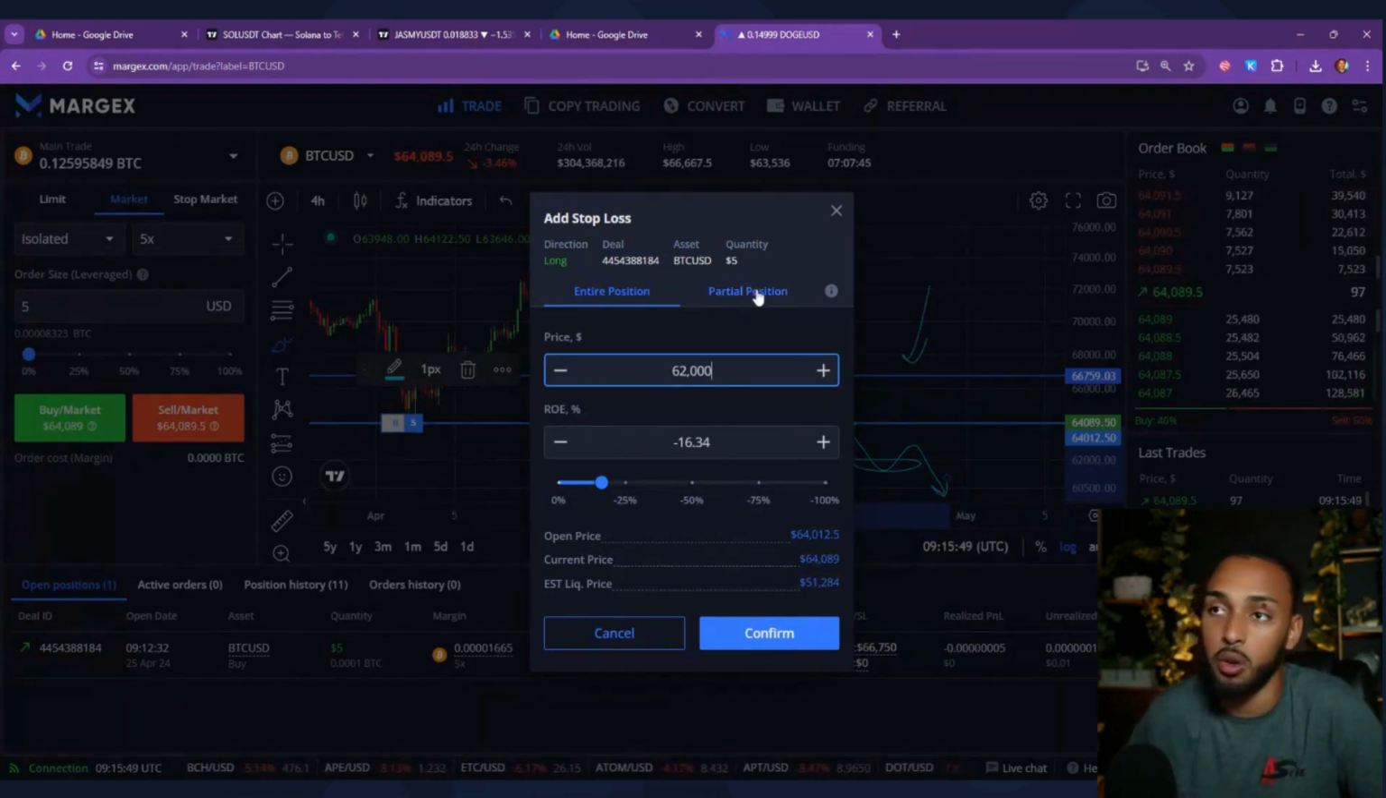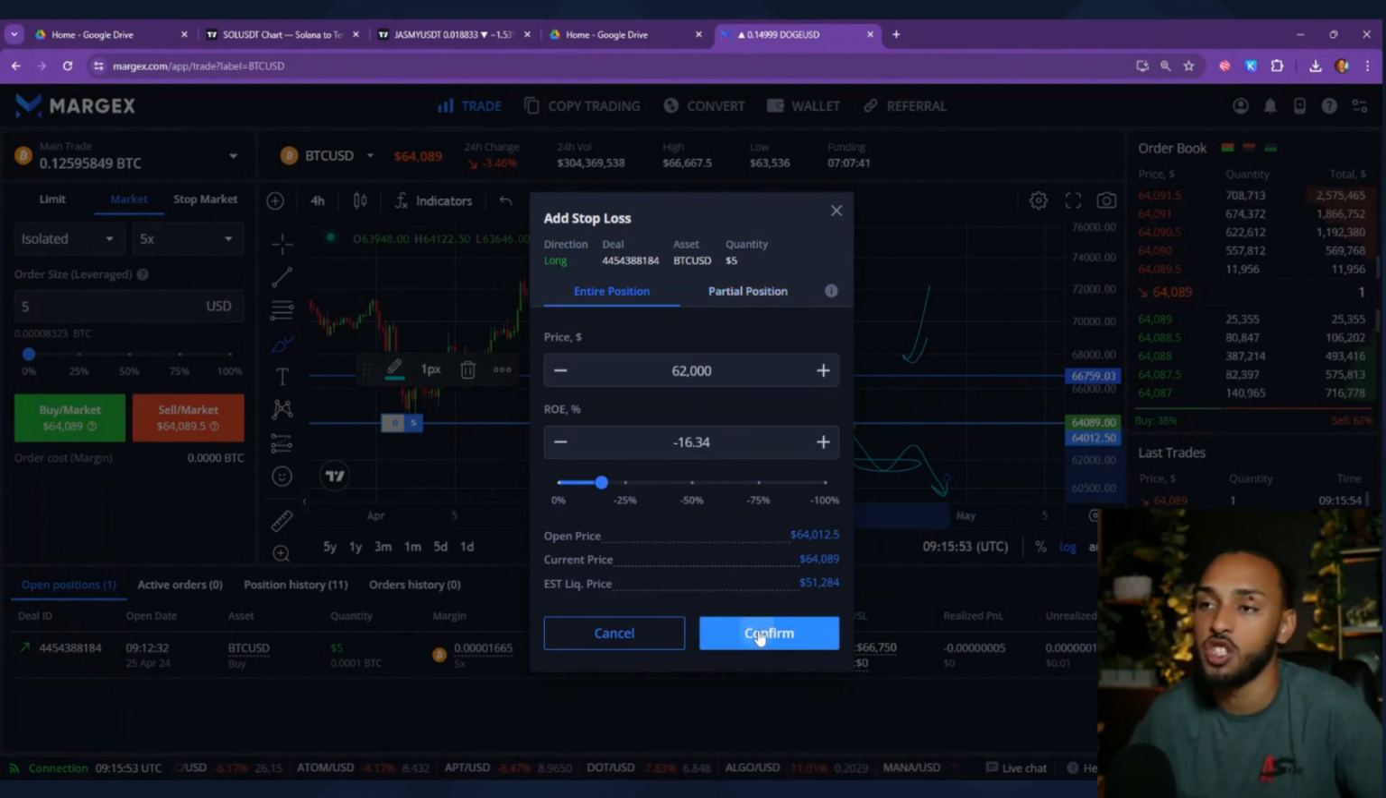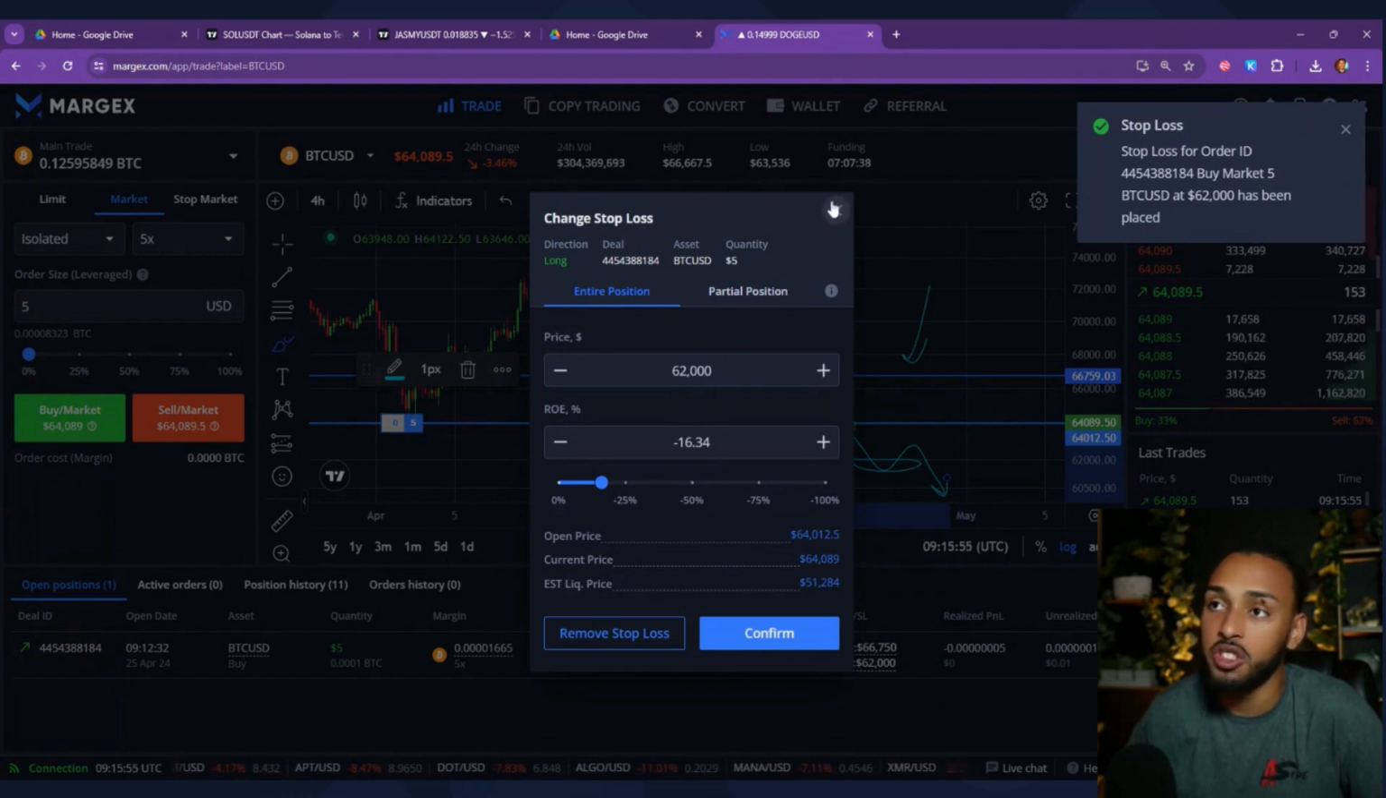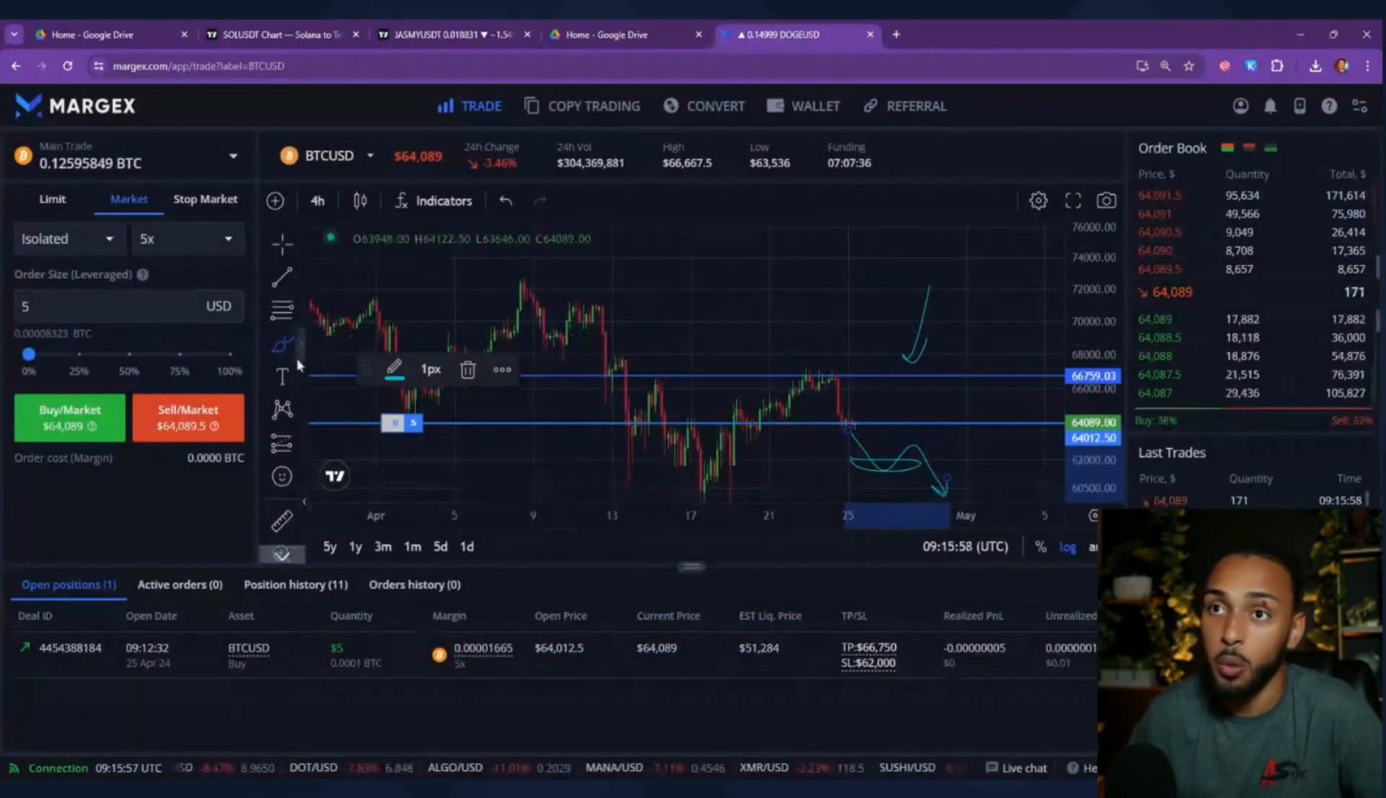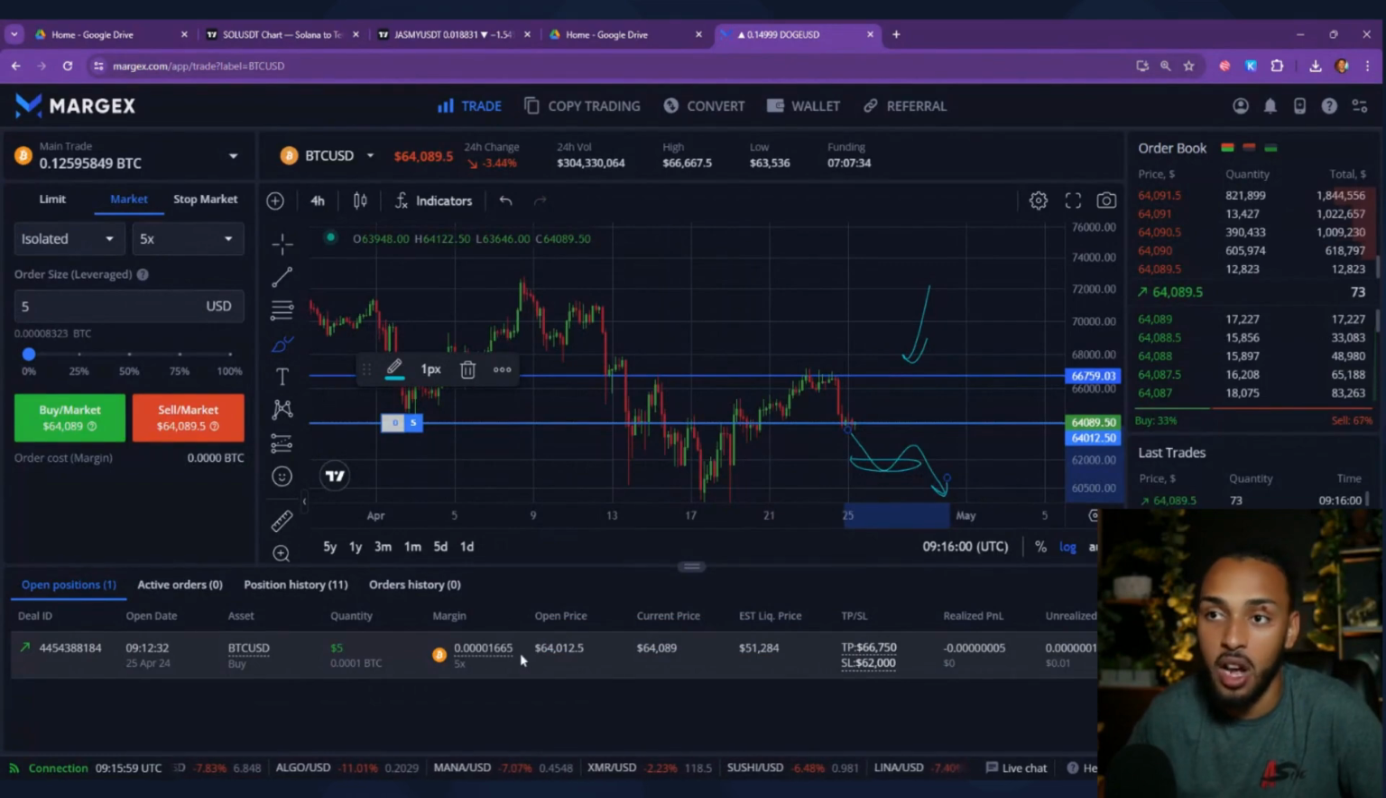You can then go in and go to partial position and then only close half the position, which is really cool. But let's just go with the full position and press confirm. And now what you can see here is our trade is ready to go. We have a trade open. Of course, remember, $5 trade, 5x leverage. We open it at 64,000.